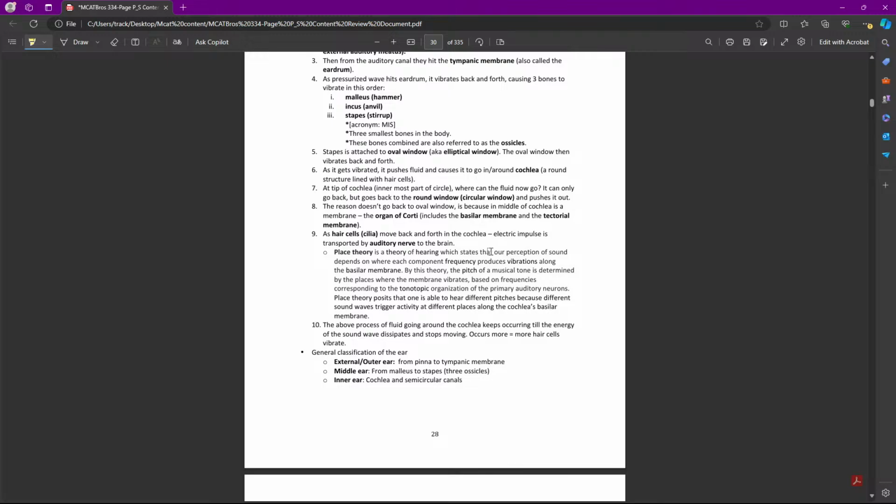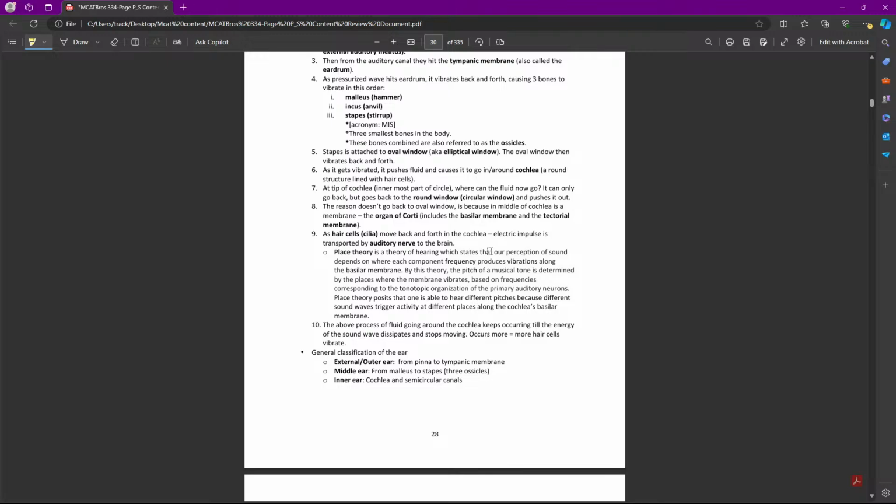So let's think about that. That makes sense. So different frequencies can vibrate at different parts on that basilar membrane. Based on the frequency and wavelength of the sound that we hear, or the stimuli, it will vibrate on that membrane at a specific region that will oscillate the hair cells.